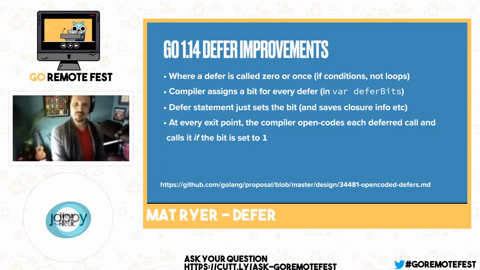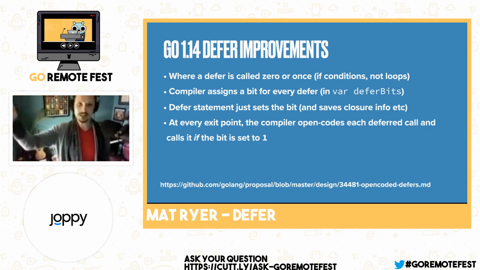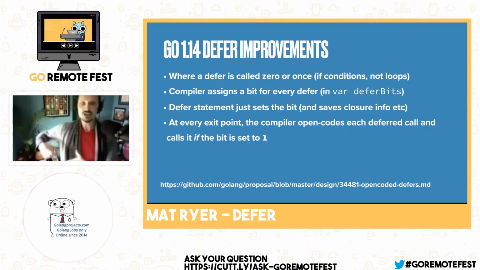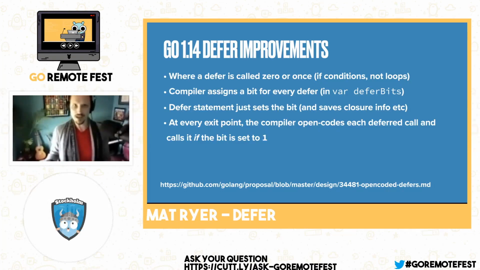So if the condition is met, that defer statement is actually switching on a bit and saving all the information it needs in order to do the defer. And then at every entry point, it essentially does what we were doing manually. It open codes the calls and checks those bits to see if the conditions were met and if it should indeed run the code. This happens for you automatically and is, I think, pretty awesome.